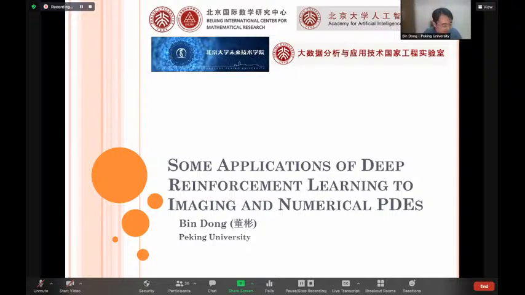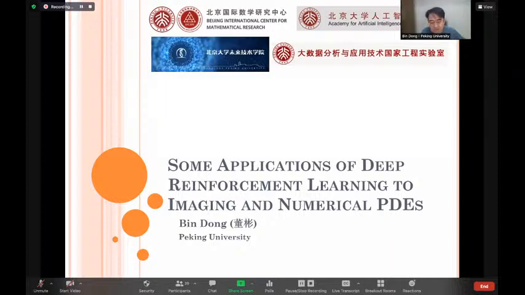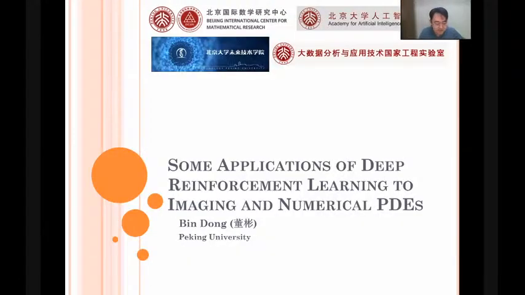After last time's seminar, I discussed with Professor Zhu briefly on WeChat, and then I decided to just collect the work that I did on using deep reinforcement learning for imaging and also for numerical PDEs, just to share with you. It's still very preliminary attempts. Part of the reason that I did this work was to force myself, me and my team, to learn about deep reinforcement learning, which I think is a very exciting field, especially its applications in scientific computing. At least it attracted me a lot.